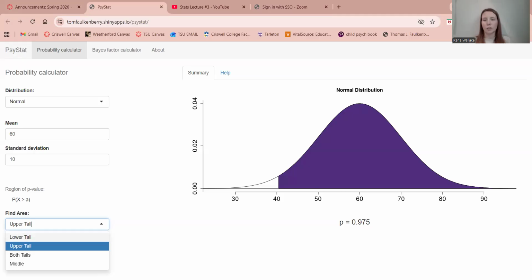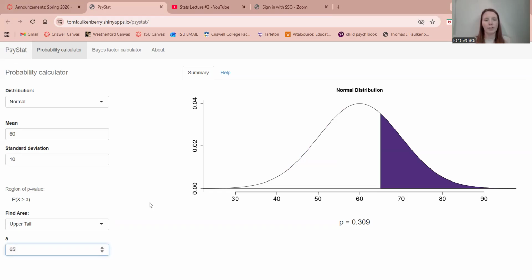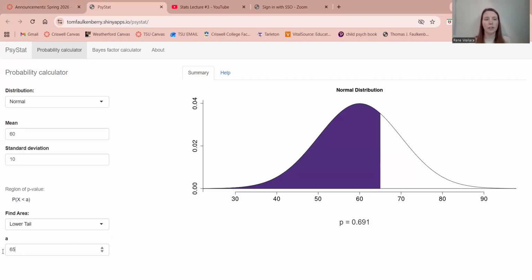So back at our question: greater than 65, and then less than 68. Greater than, so I want it in the upper tail, greater than 65. Look at that, my P equals 0.309. So about 30% of the population for that question. And then B was scores less than 68. So now I want to look at the lower tail at 68.